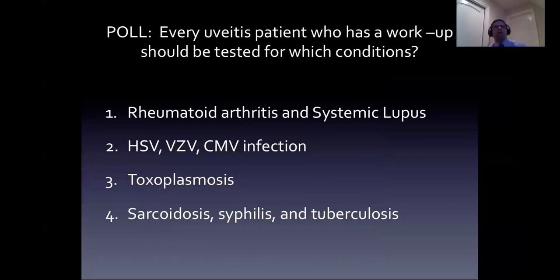So let me move on here. And so let's talk a little bit about what kind of lab test you would do for the generic patient who presents with uveitis, okay? So every uveitis patient that you're going to work up should be worked up for which of the following conditions? 1, rheumatoid arthritis and systemic lupus. 2, HSV, VZV, cytomegalovirus infection. 3, toxoplasmosis. 4, sarcoidosis, syphilis, and tuberculosis. What is the right answer?